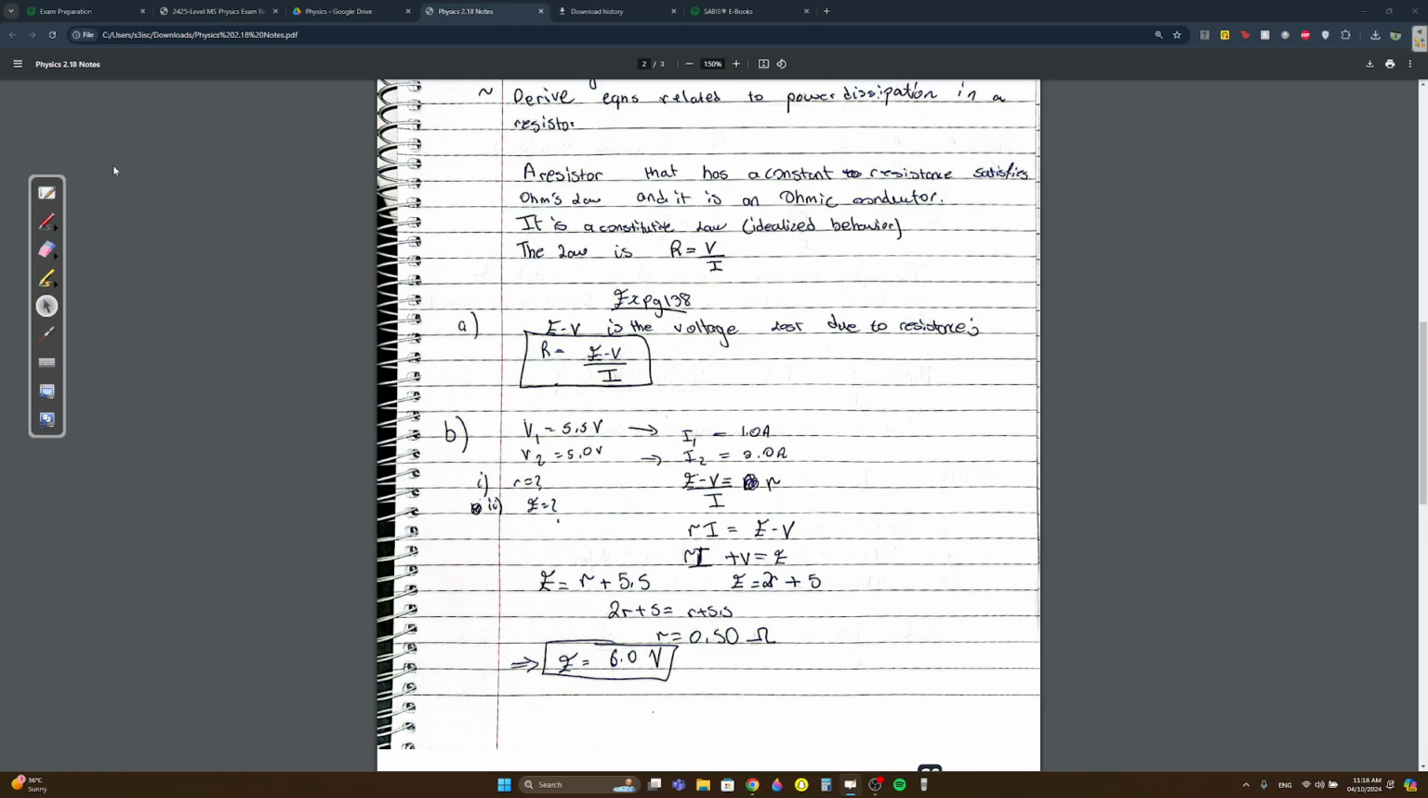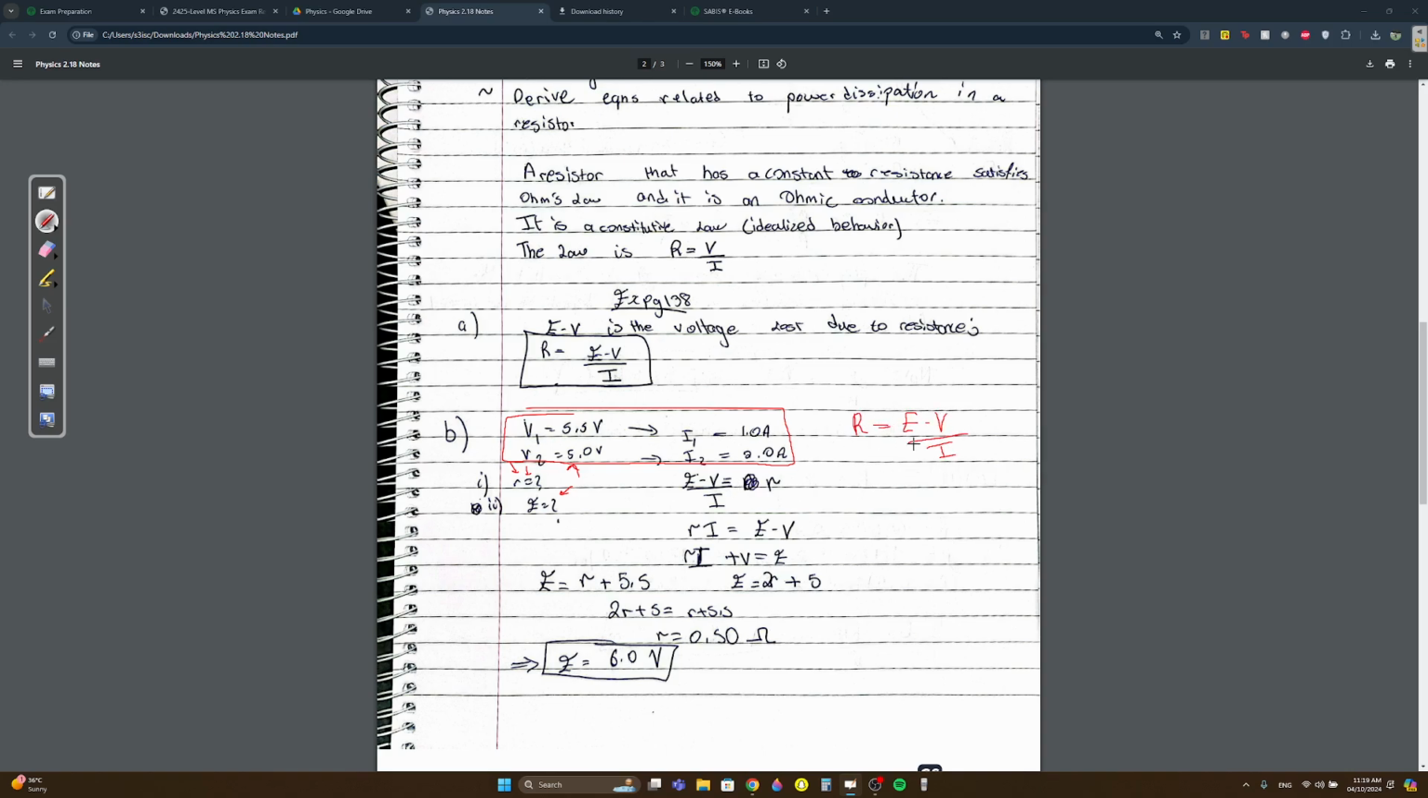Like here they gave you the first voltage as 5.5, the first current as 1, the second voltage as 5, and the second current as 2. They wanted you to find the resistance and they wanted you to find the energy. If you ever get a question like this, and they give you these four, whenever you have two voltages, use the equation R equals (E minus V) over I.